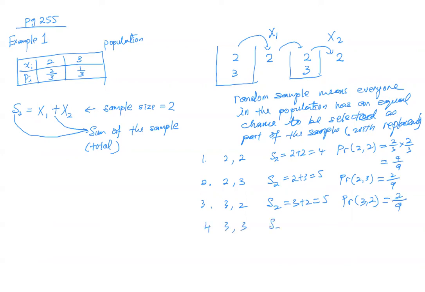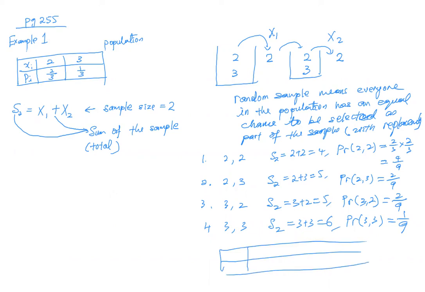The fourth one, 3 and 3. So sum of these two will be 3 plus 3, that is 6. 1 out of 9. So these are the outcome. So you build a table. It can be 4, it can be 5, it can be 6. The probability will be 4 out of 9. 5, you have 2 here, 4 out of 9, and 1 out of 9. You understand?